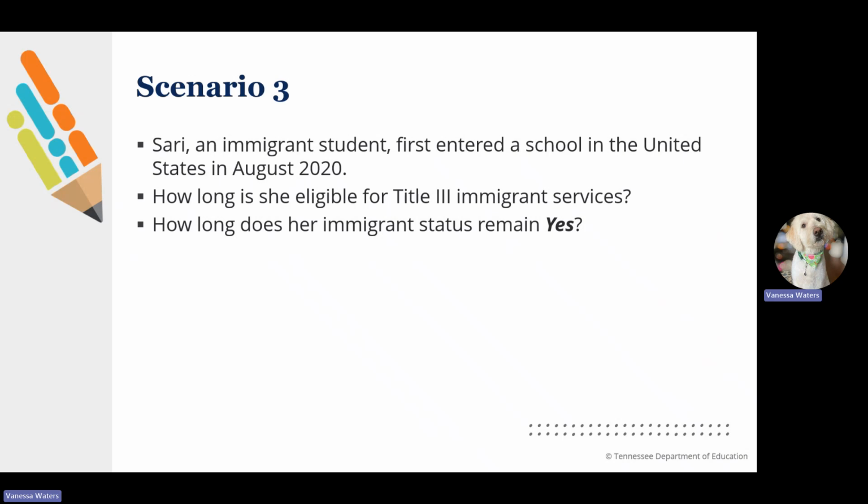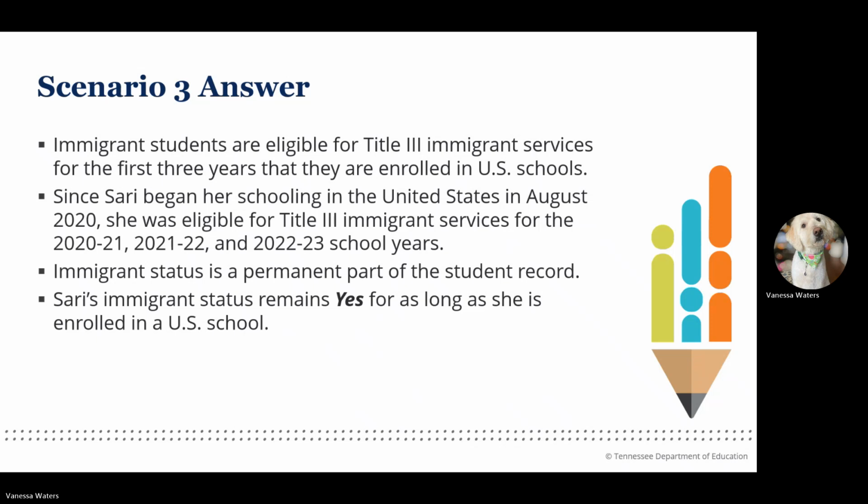And our final scenario. An immigrant student first entered a school in the United States in August of 2020. How long is she eligible for Title III immigrant services? How long does her immigrant status remain? I'll give you just a second to think about that one. The answer is immigrant students are eligible for Title III immigrant services for the first 3 years that they are enrolled in the U.S. school.